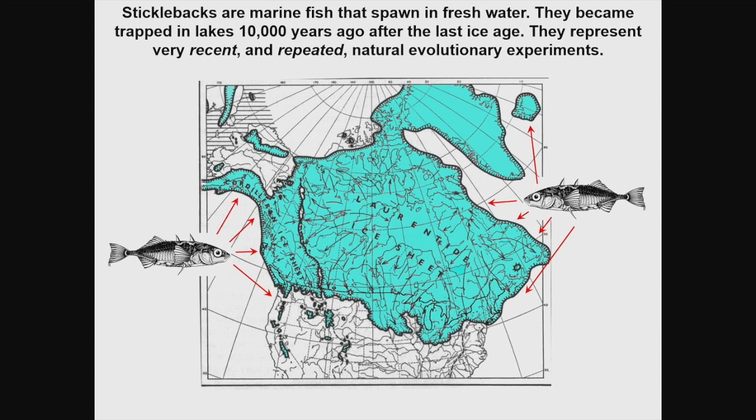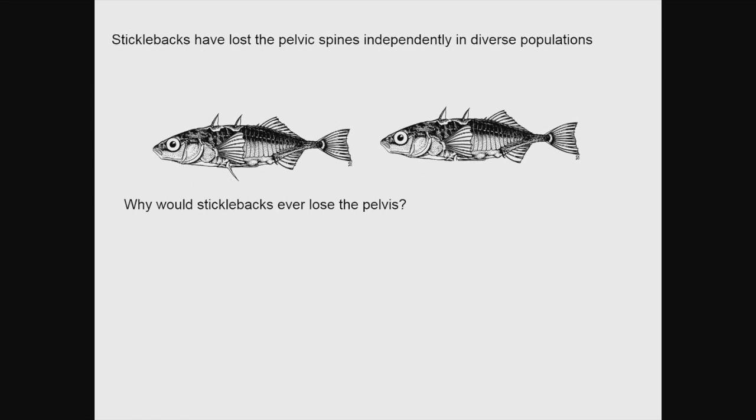These have three spines: a spine, two spines at the top, and then a pair of spines in the pelvis. They make the fish more difficult to swallow by other fish, because it's a little bit bigger, so it's a protective thing. They also have an armor. You can see here a bony armor on the outside.